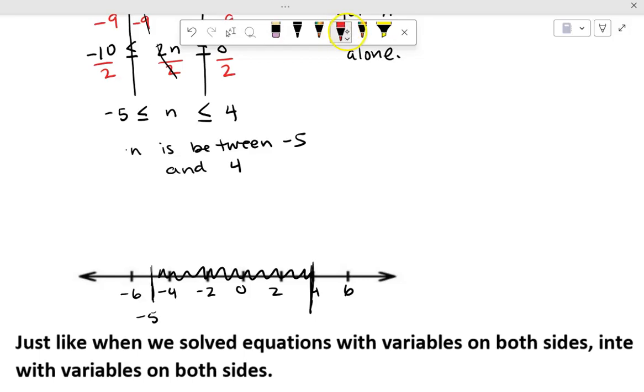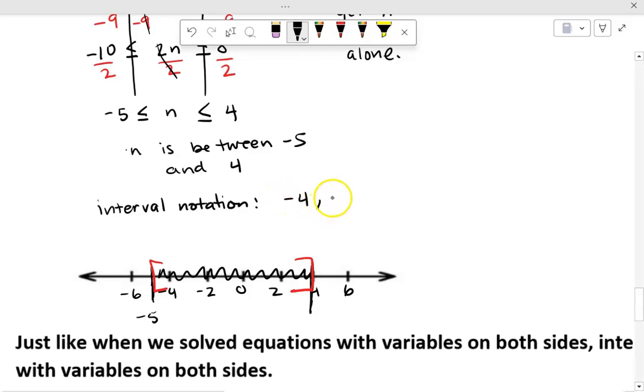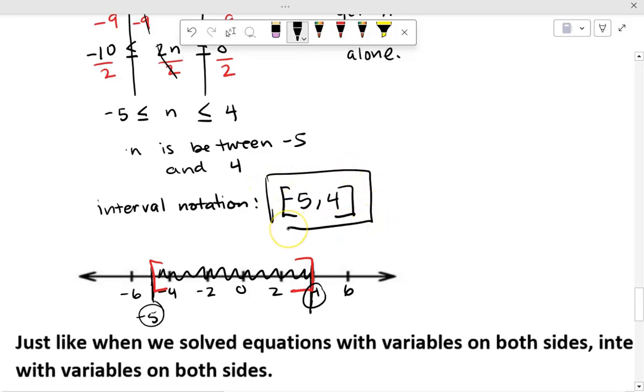N is allowed to be -5. N is allowed to be +4. My interval notation, which is my goal, will go lowest, comma, highest. -4 is the lowest. I'm sorry, -5 is the lowest, and +4 is the highest. We are allowed to equal those values, so we put brackets.